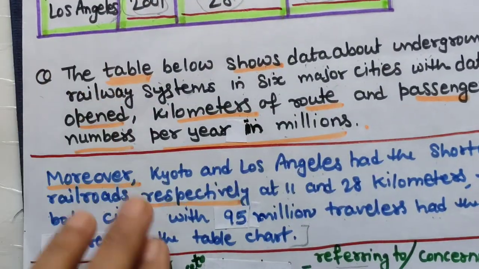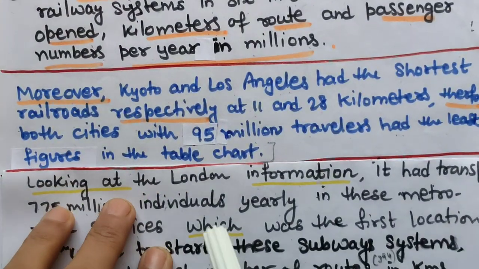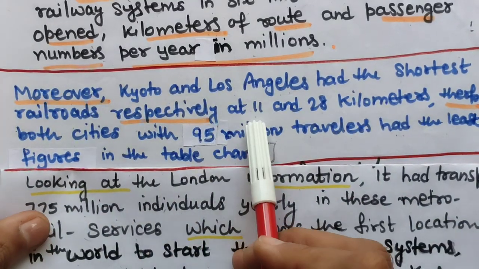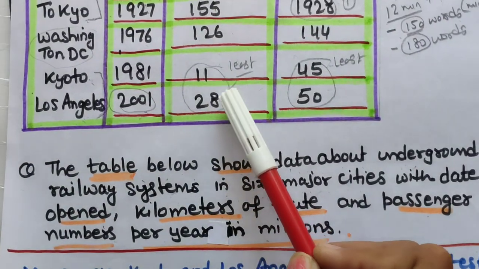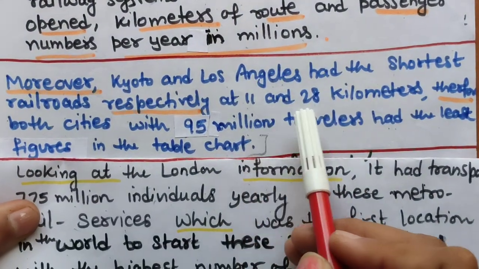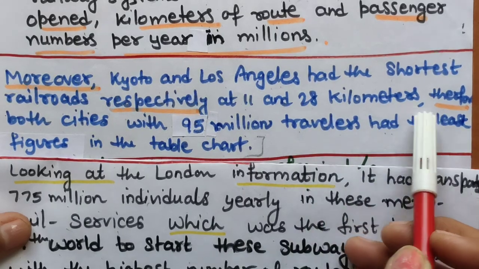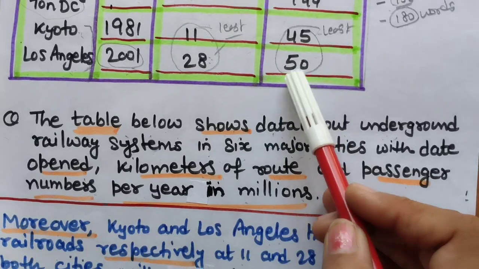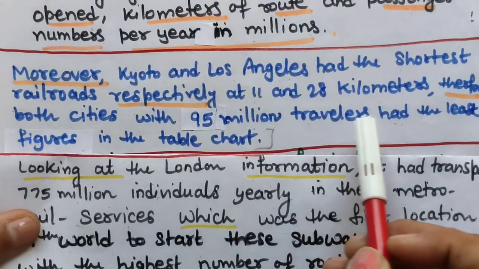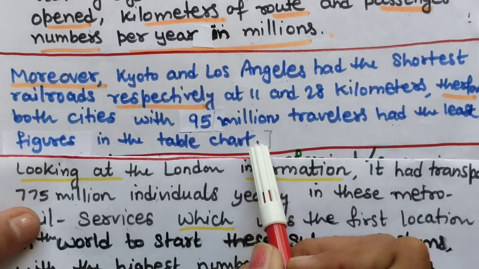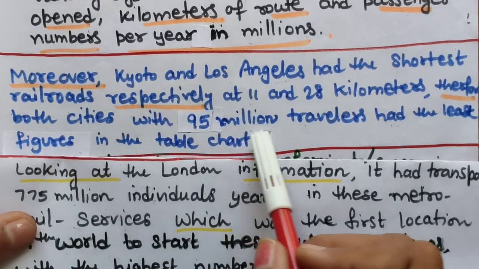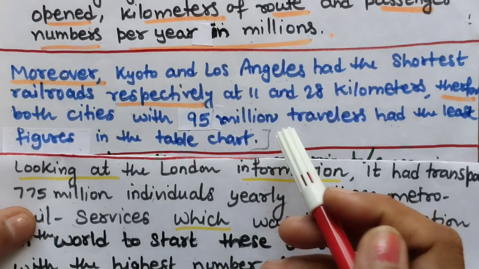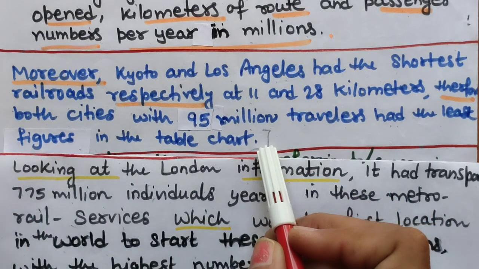Okay, Los Angeles, what I have written, you can just see this. Moreover, Kyoto and Los Angeles had the shortest rail routes respectively at 11 and 28. See, these had the shortest rail routes at 11 and 28 kilometers. Therefore, both cities with 95 million travelers, I have totaled it, 95 million travelers, had the least figures in the table charts. In a simple way I have written this Writing Task 1.